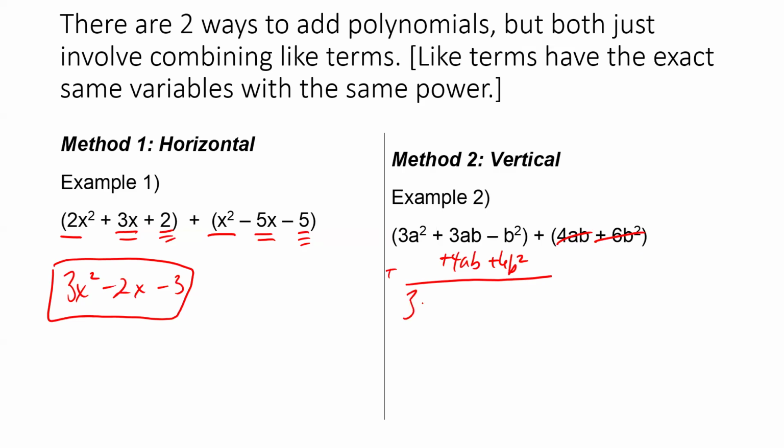3A squared had no friends. I have 3AB and 4AB, and that makes 7AB. I have negative 1B squared and positive 6B squared. What does that make? And bam. That's the vertical.